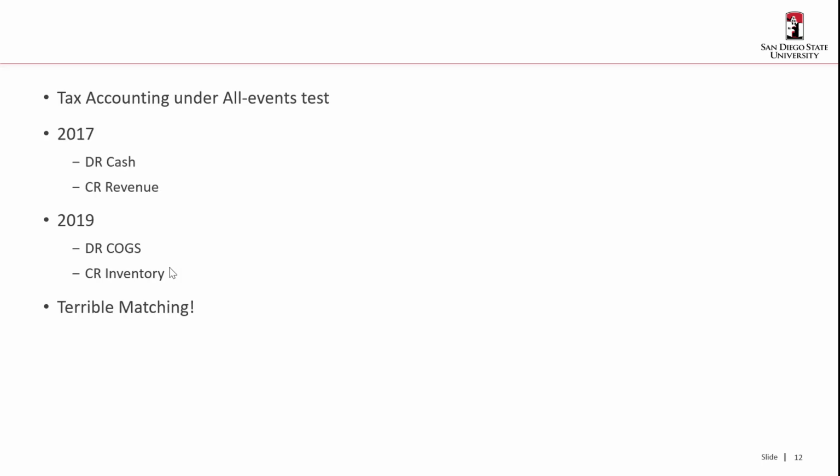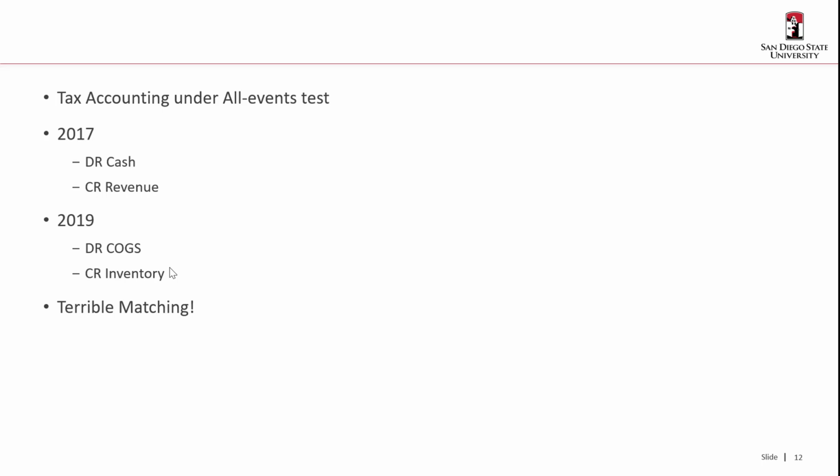Okay. So when you think about this under the tax rules, under the all events test, what would happen is in 2017, they would debit the cash just like they did for book accounting, but they credit revenue. That's gross income, right? Because you've met the all events test, the amount has been paid. And then in 2019, when your friend comes in and presents the gift card, that's when they would book the cost of goods sold and get rid of the inventory and the labor and all the other things. So you can see that presents terrible matching, right? And so no accountant who's ever worn the green visor would be willing to accept accounting like that.